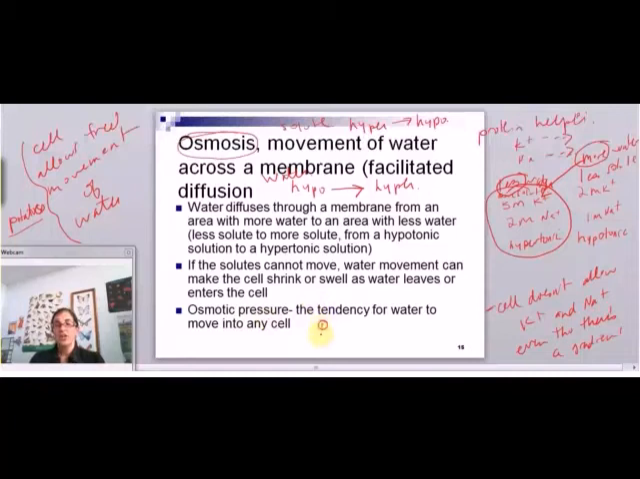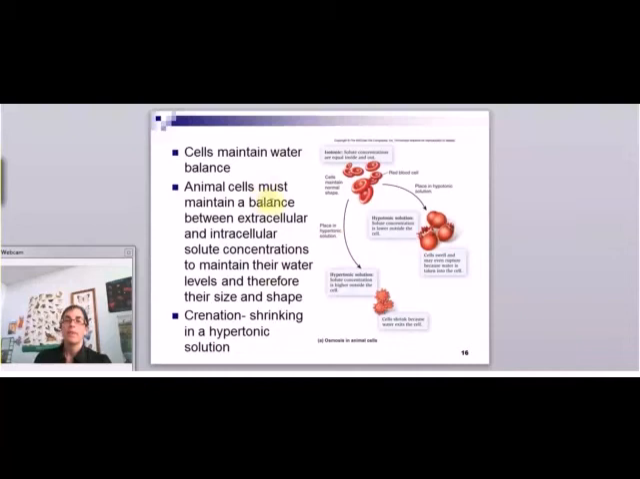So in general, the cell is hypertonic to its environment because the cell is concentrated with goodies. It's got all kinds of sugars and food and everything in it, so it tends to be hypertonic. So this means that typically water is moving into a cell, and it creates this osmotic pressure. And this helps keep cells from shriveling.